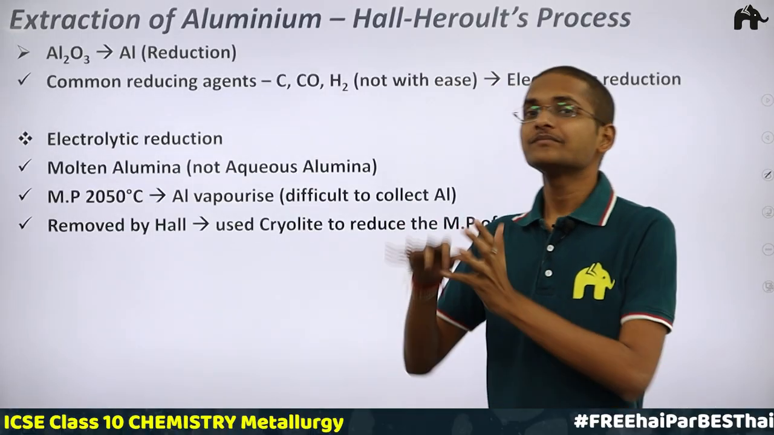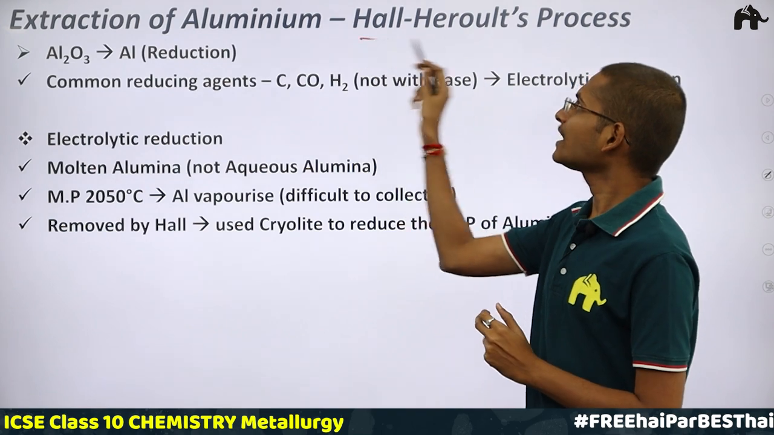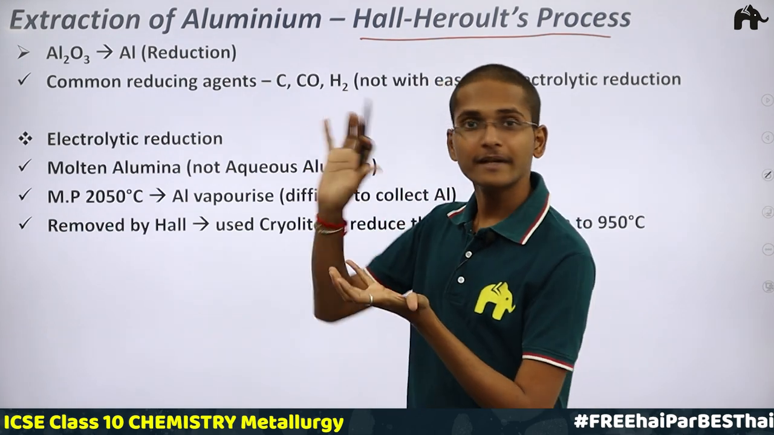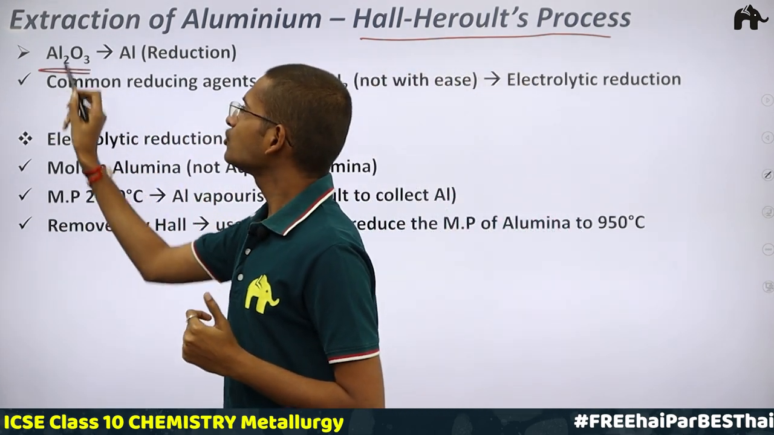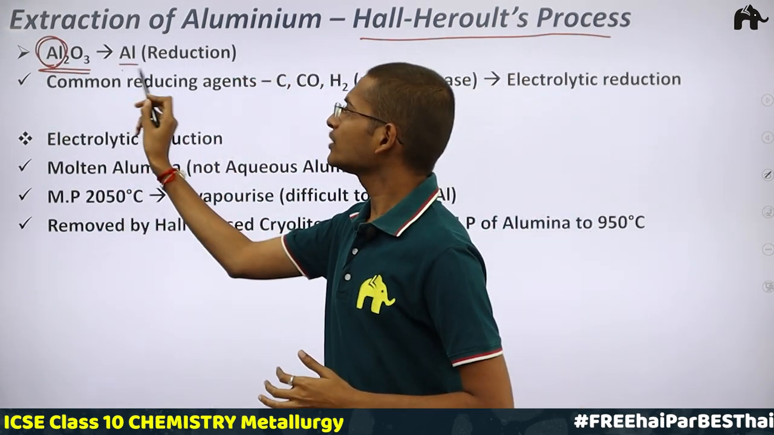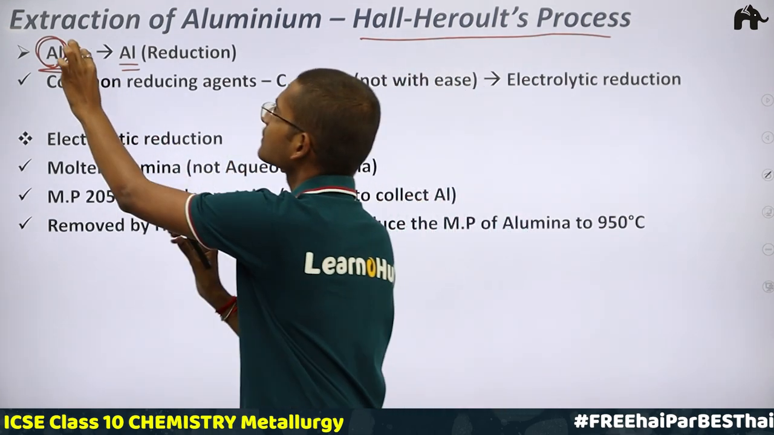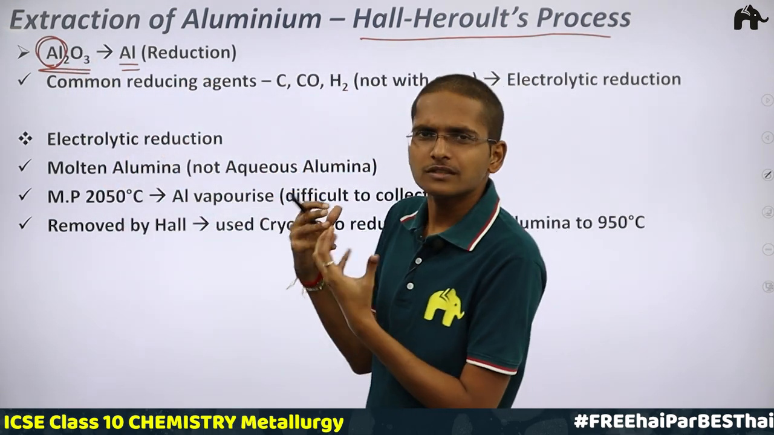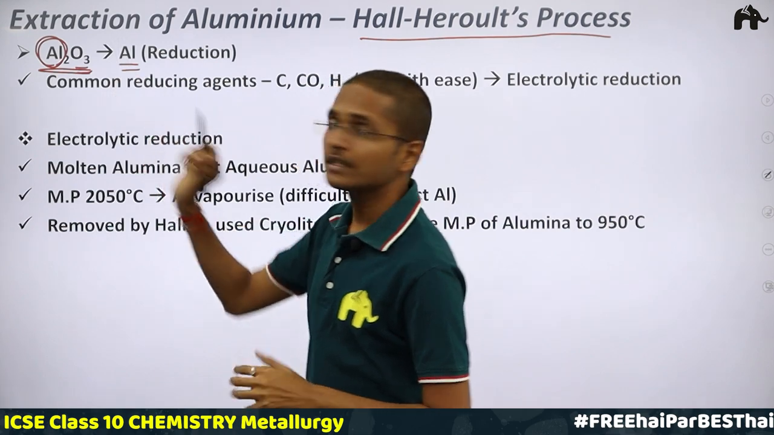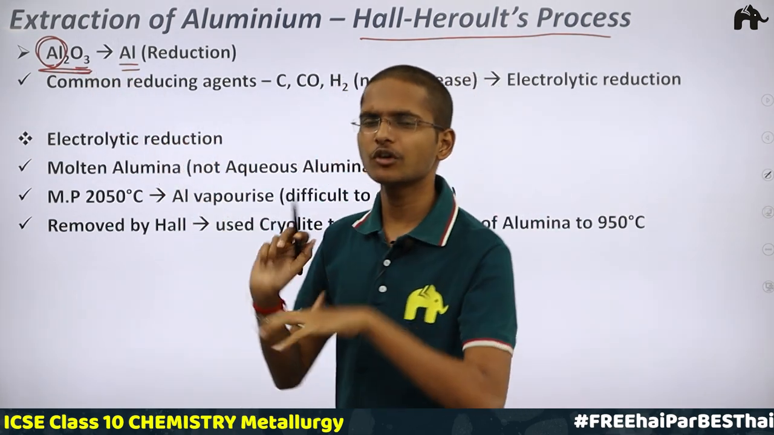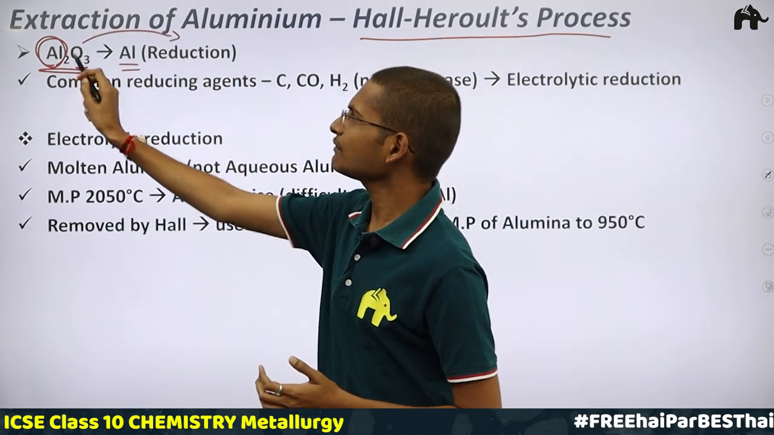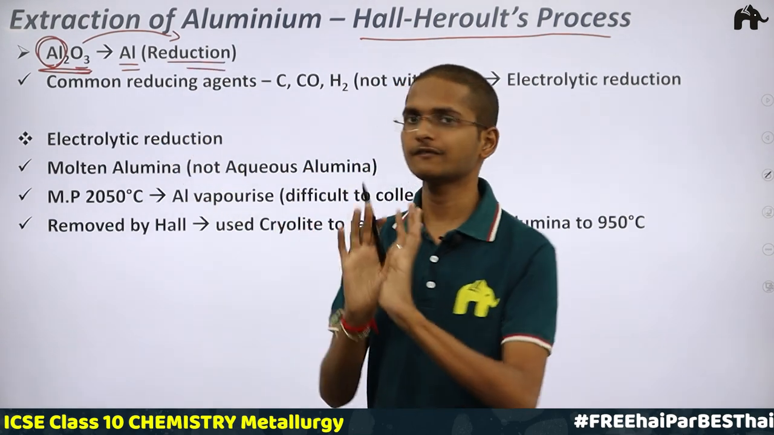Now, let's see the next part of the extraction of aluminium, that is the Hall-Heroult process. Till now we have got alumina, aluminium oxide, through the Bayer's process. Now we are going to pick out our aluminium from this alumina and our job is done. But to get the aluminium from alumina, we have to remove this oxygen. That means we have to reduce this alumina, because removal of oxygen means reduction. So we have to carry out reduction.